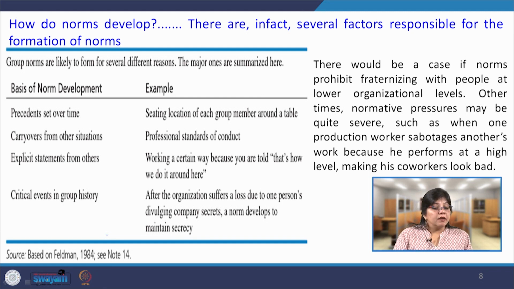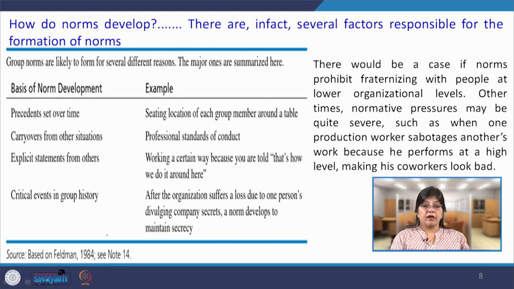The first is precedents set over time. For example, the seating location of each group member around a table. The example is so simple that we can easily understand it, but when we are understanding human behavior in different patterns, these simple examples give us a more in-depth perspective of how an unwritten and informal norm is established and people tend to follow it in a very sincere and dedicated manner.